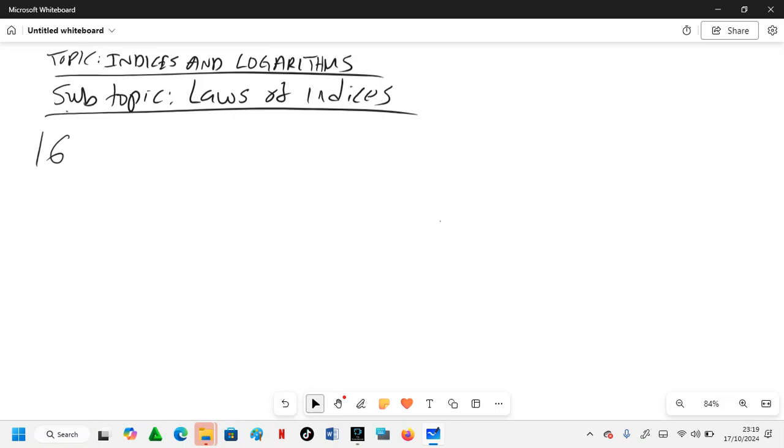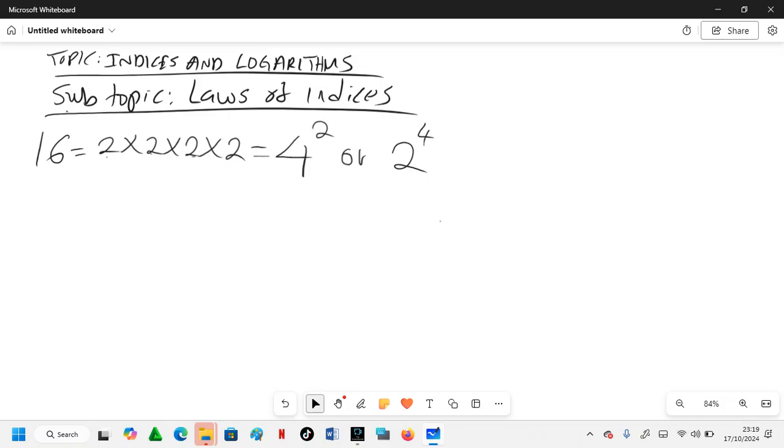16 is a number that can be written as 2 times 2 times 2 times 2, right? It can also be written as 4 to the power of 2, or 2 to the power of 4. If you work out 4 power 2, you get 16. If you work out 2 power 4, you also get 16.